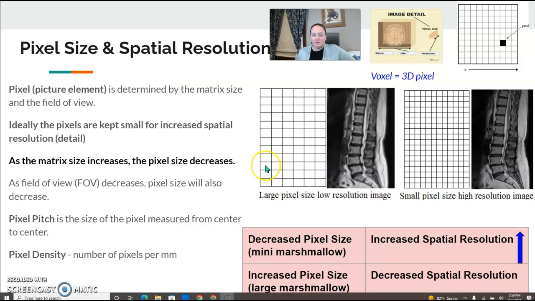I just think the pitchers in baseball pitch from center field, or from the pitcher's mound in the middle. I know, it's not center field. Don't tell my husband I don't know my baseball, but that's how I remember it. And then density is the number of pixels in the area of millimeters, okay?